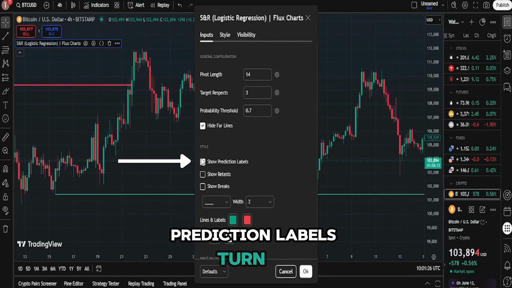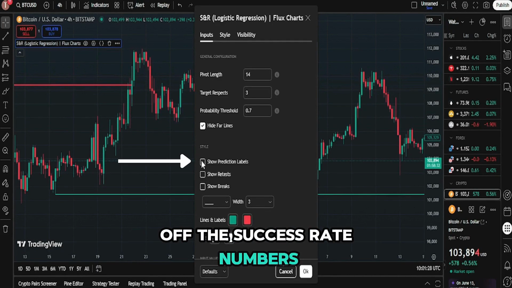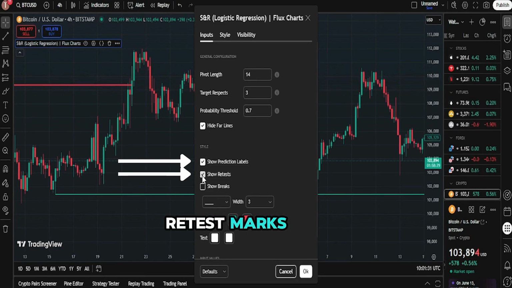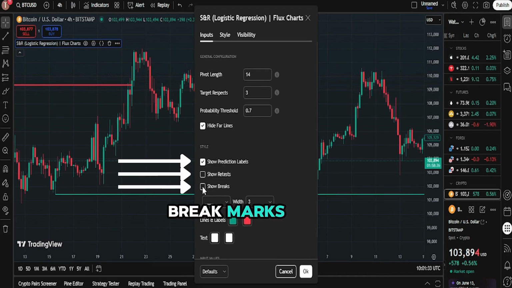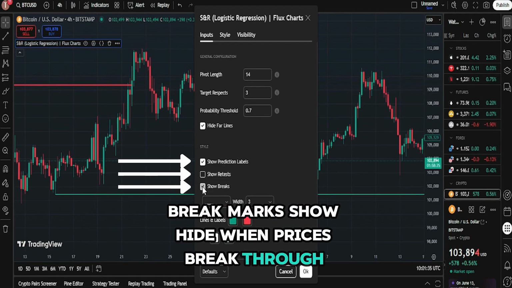Look and feel. Prediction labels, turn on or off the success rate numbers. Retest marks, show or hide when prices bounce off levels. Break marks, show or hide when prices break through levels.